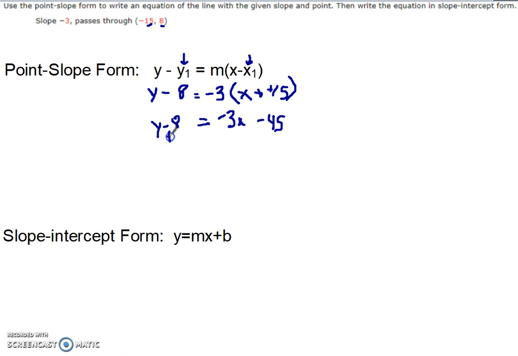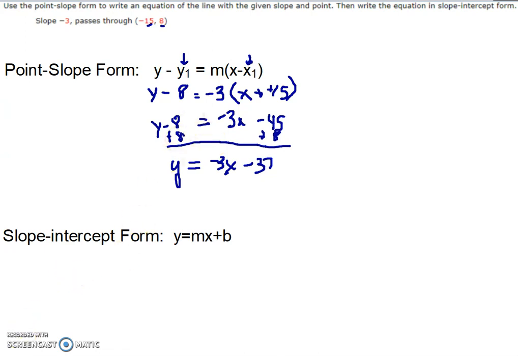And then we're just going to add 8 to both sides. So now you have y over on this side, only y, equals mx, and then add these together, and that's going to give you -37. So notice it's in the form of y equals mx plus b. So that's what you're trying to end up with. This is a cool way to do it. You don't have to do it this way. I mean, the directions tell you to do it, but that's not the only way to do that problem.